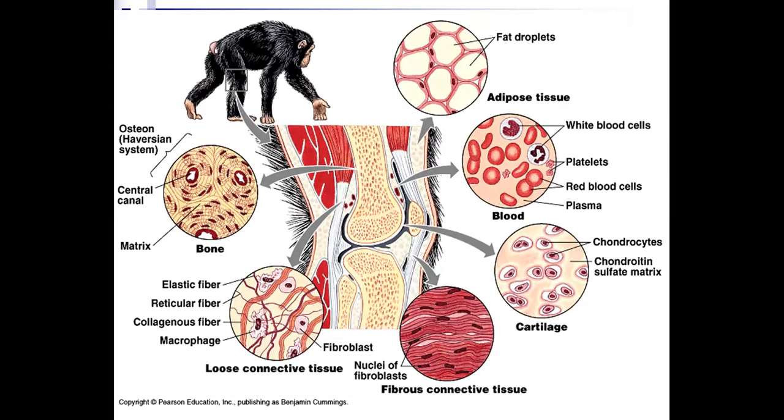Then you have blood. Then you have cartilage. Those are called chondrocytes, cartilage cells. Then you have fibrous connective tissue, also called dense connective tissue. Loose connective tissue. And then you have bone. Bone looks like you just cut through a tree. In my opinion, fat, blood, cartilage, and bone is easy. These last two can kind of be hard because there's different types. So here we go.